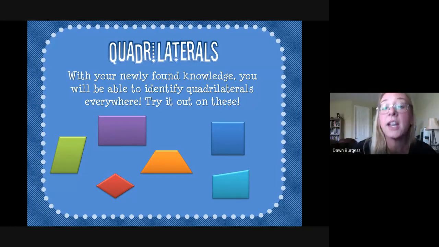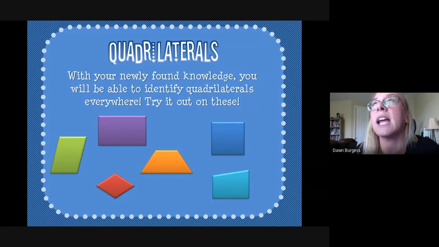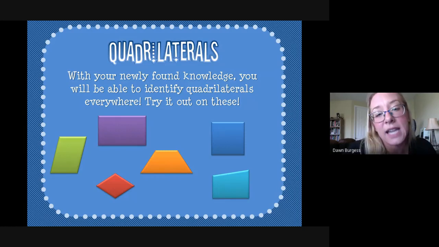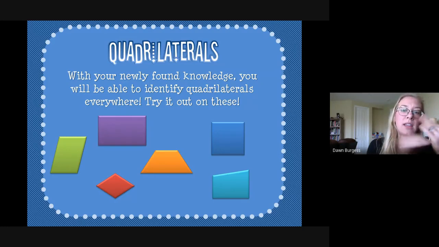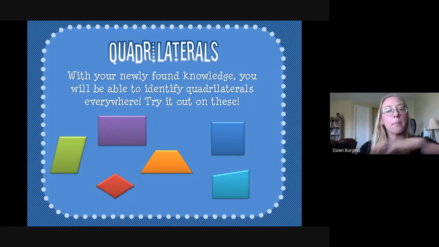Quadrilateral. Good, and they're all quadrilaterals, right? Because they're all four-sided shapes. So there's a lot of different ways that we can say these, right? Oh, that's a quadrilateral, and it's also a rectangle, but it also is a rhombus, right? They can be classified and they can overlap.